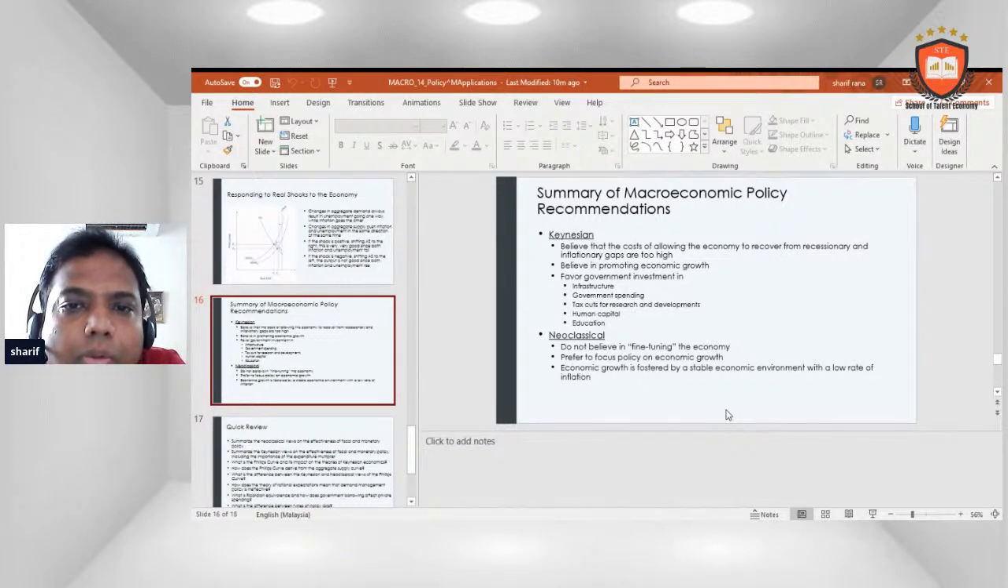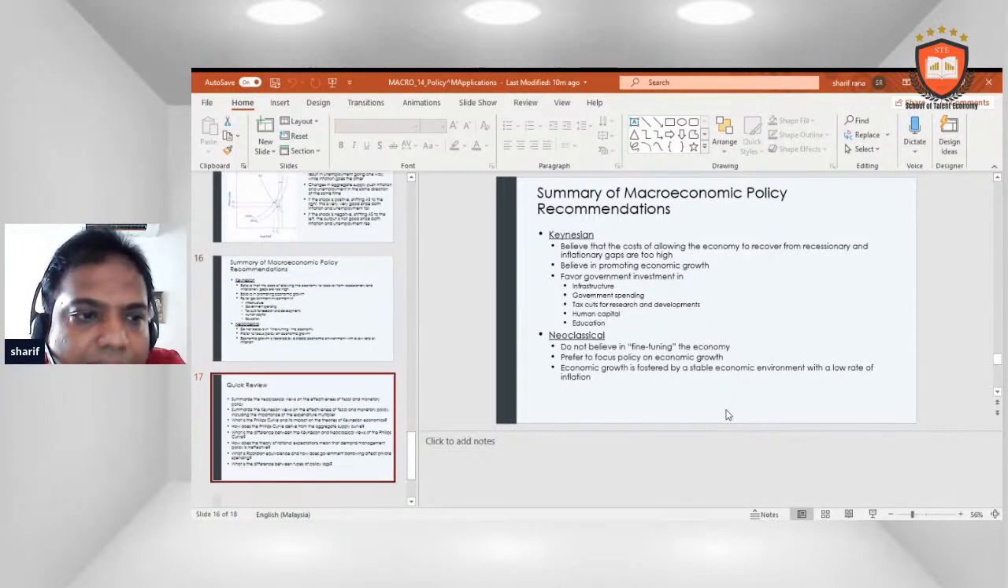Keynesians believe in promoting economic growth. They favor government investing in infrastructure, government spending, research and development, human capital, and education. Neoclassical economists do not believe in fine tuning the economy. They prefer to focus policy on economic growth. Economic growth is fostered by a stable economic environment with a low rate of inflation.